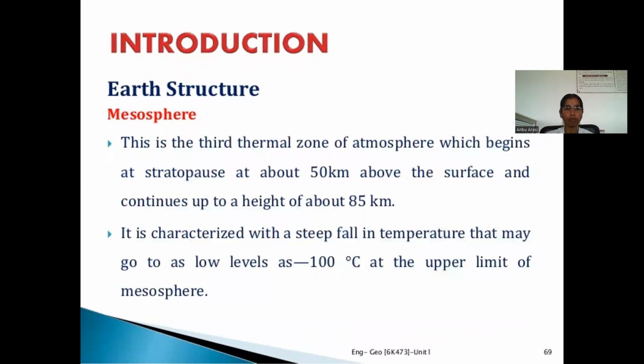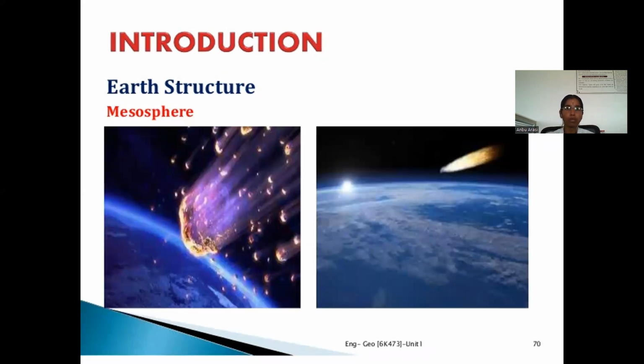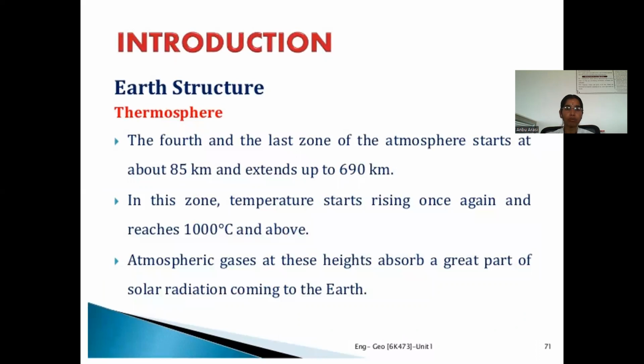Mesosphere is the third thermal zone of the atmosphere, which begins at the stratopause at about 50 kilometers above the surface and continues up to a height of about 85 kilometers. It is characterized by a steep fall in temperature that may go as low as minus 100 degrees Celsius at the upper limit of the mesosphere. This is the mesosphere.